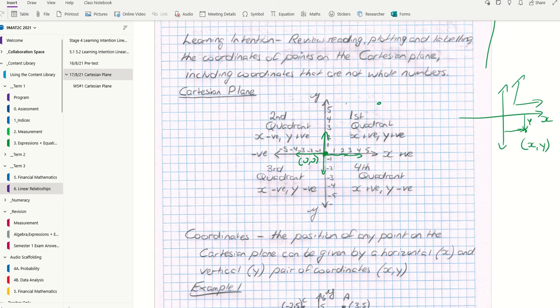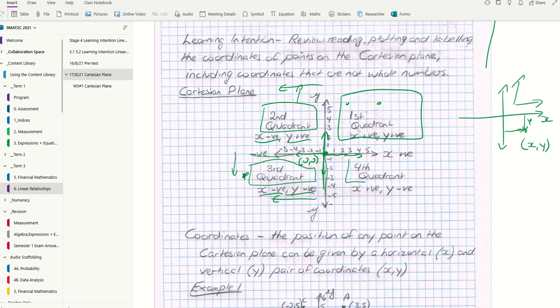Now any point which is over here in this quadrant is in the first quadrant, and both x and y are positive. Anything that's here we call our second quadrant. This way our x is negative, our y is still positive. So we've got negative x and positive y. This is our third quadrant. Now third quadrant over here, our x is negative, it's to the left of this line, and our y is negative, it's underneath this line. So we have x negative and y negative.